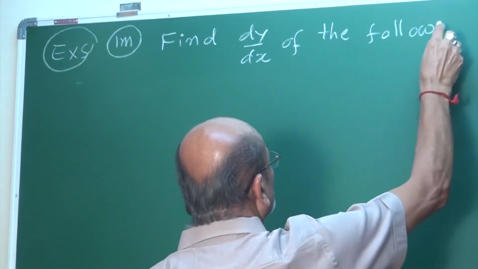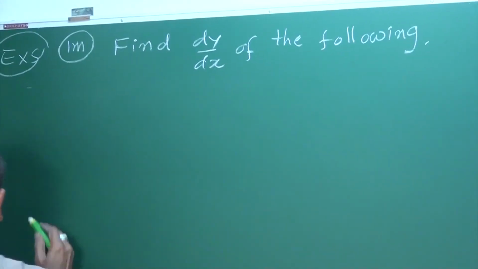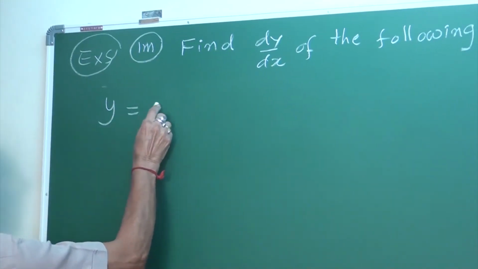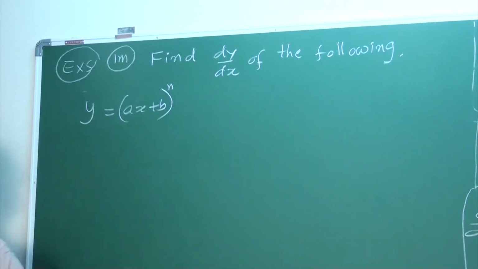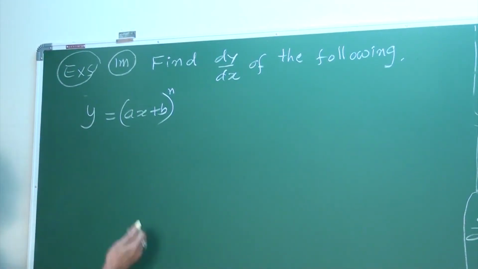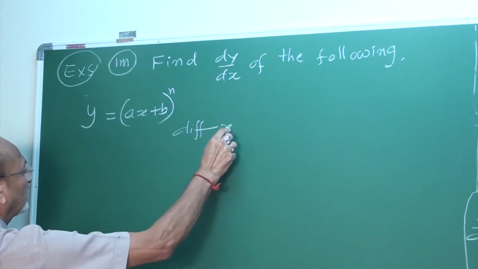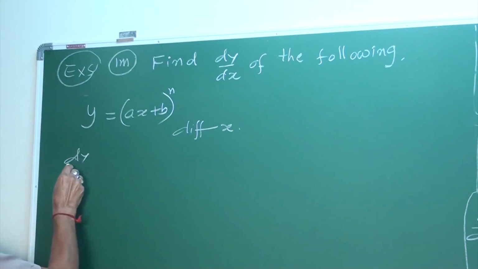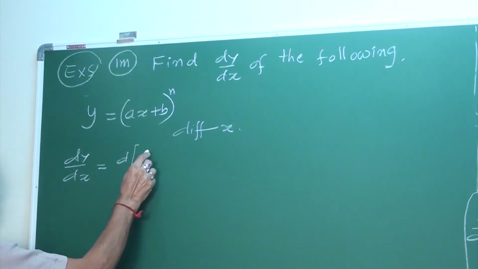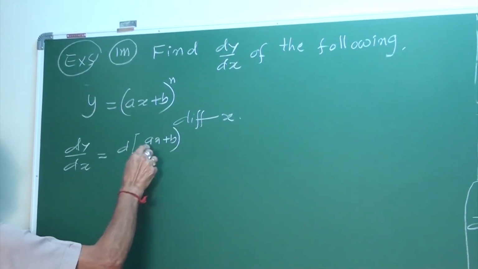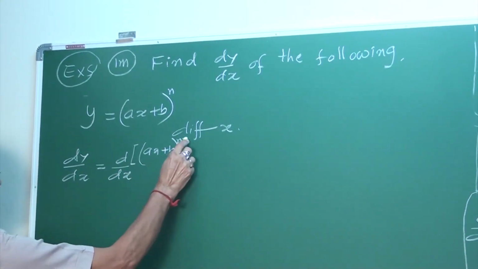Find dy by dx of the following. First one, y equal to (ax + b) to the power n. You wanted dy by dx, then you have to differentiate with respect to x. So, the derivative of y with respect to x is the derivative of (ax + b) to the power n with respect to x.